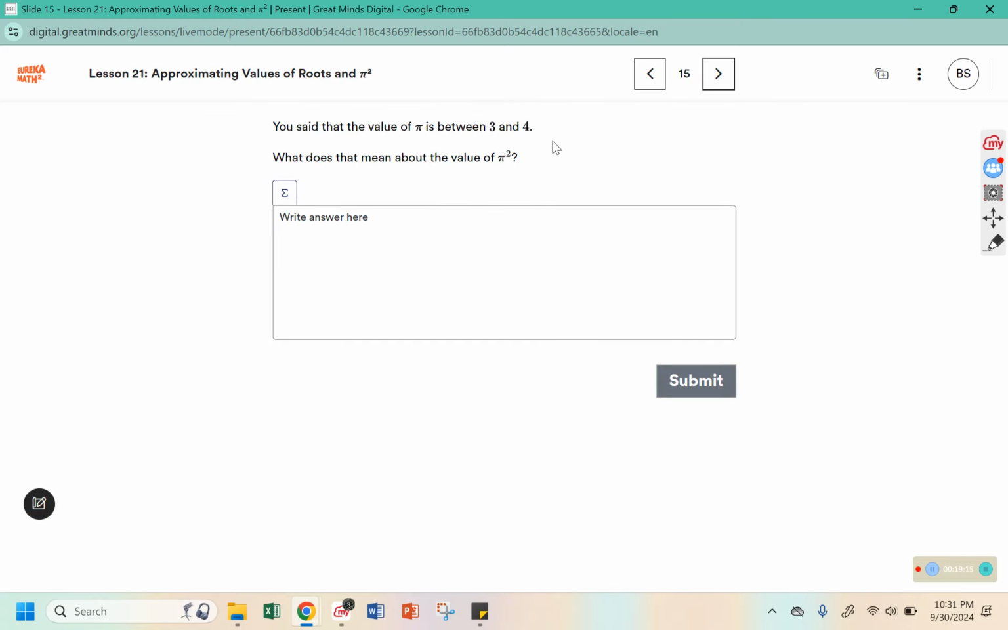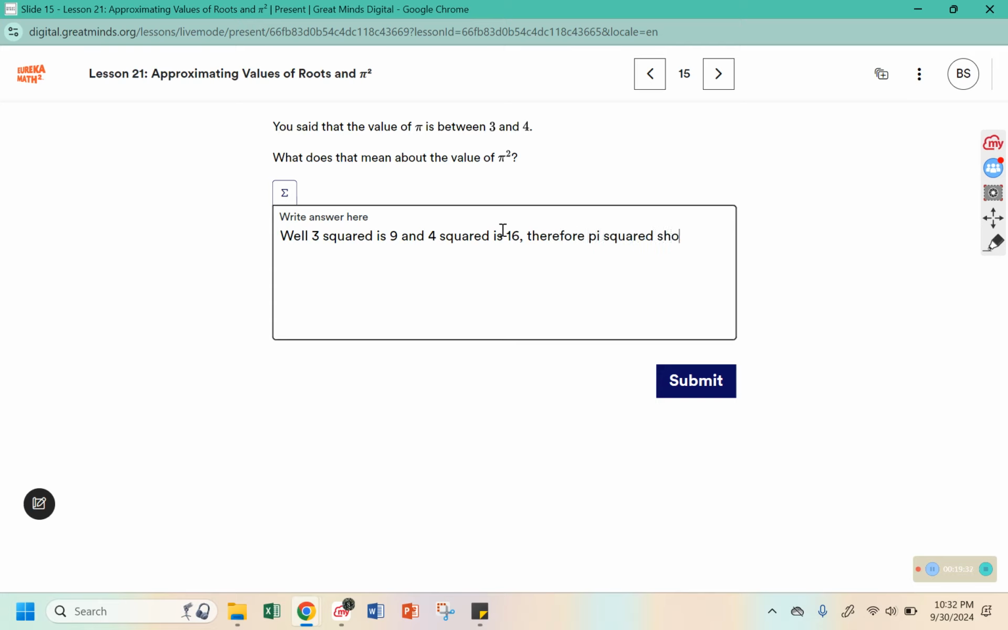You said that the value of pi is between 3 and 4. What does that mean about the value of pi squared? 3 squared is 9, and 4 squared is 16. Therefore, pi squared should be between 9 and 16.